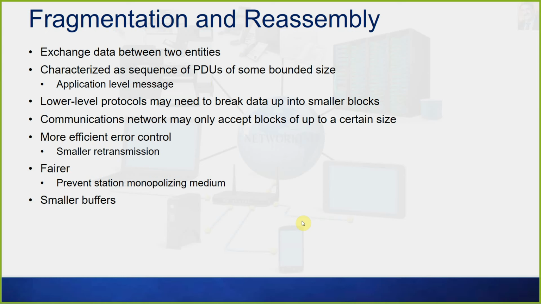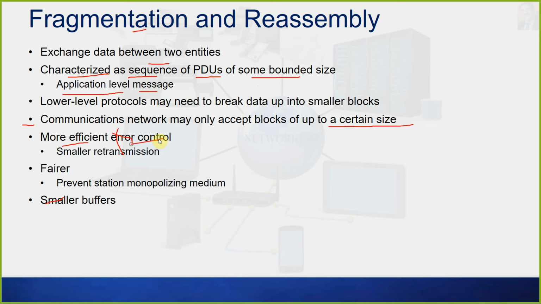Then comes fragmentation and reassembly. Exchange of data between two entities is characterized as a sequence of protocol data units of some bounded size, which means an application level message. Lower level protocols may need to break data into smaller blocks. A communication network may only accept blocks of up to a certain size, which means they are governed by size, they have limitation in terms of size.